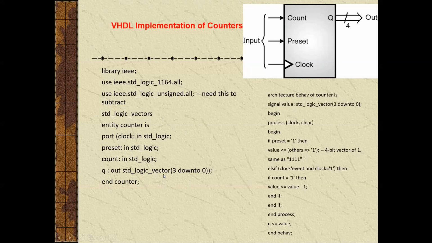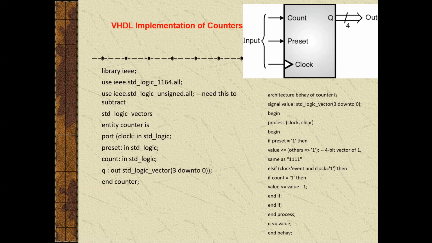We have to end the entity with the predefined word end, and the name of the entity is counter. We have to construct the architecture for this entity. The architecture uses behavioral modeling, and the name of the entity is counter. For that counter entity we are going to write the architecture.